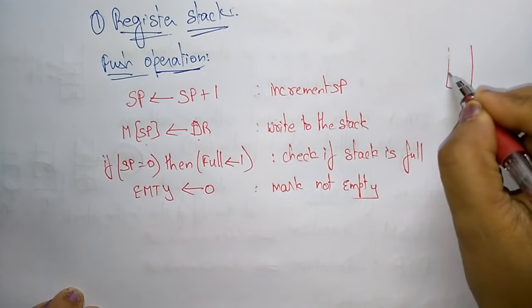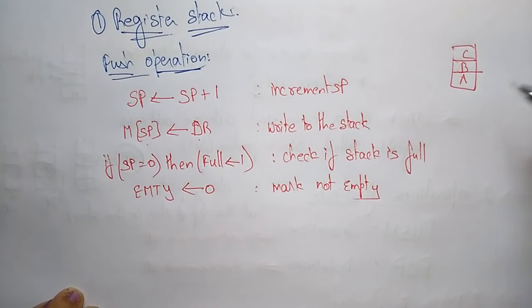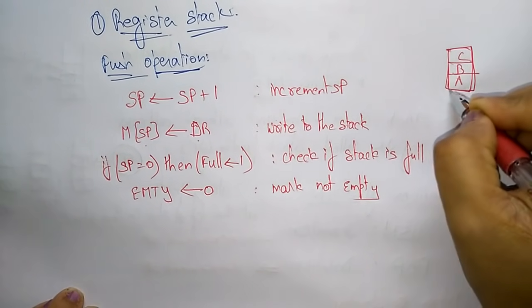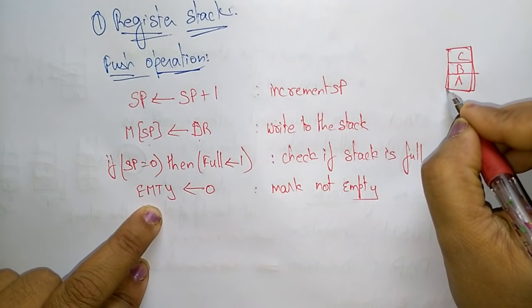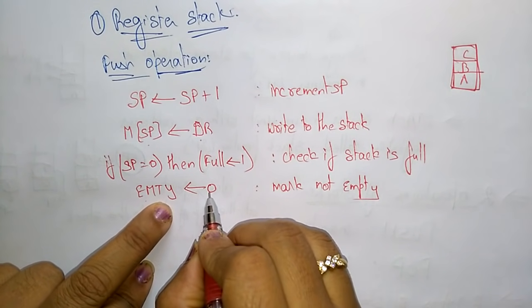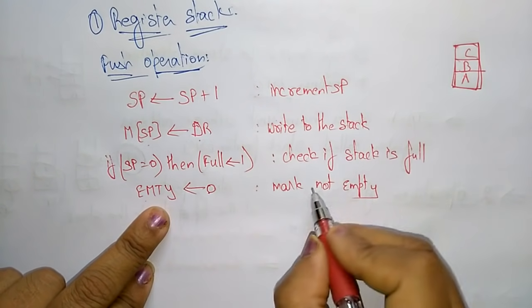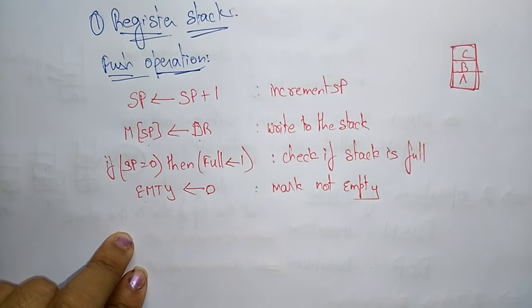Here the stack is completely filled with data A, B, C. Here the stack is full, so empty is set to 0. Zero will be stored in empty, meaning mark not empty. Zero indicates it is not empty, meaning some data is already there in the stack. So this is the push operation. Now let us see the pop operation.